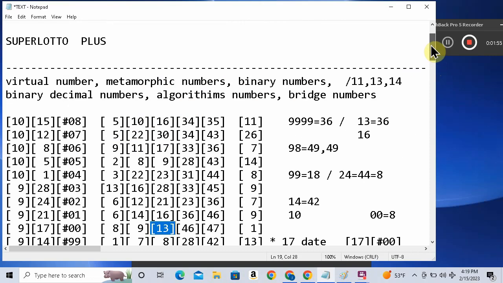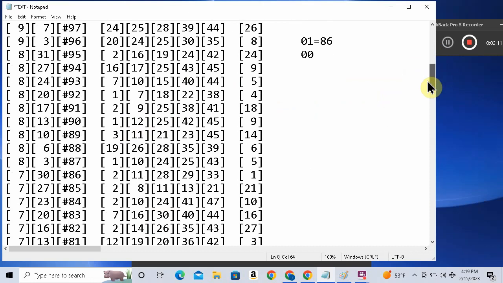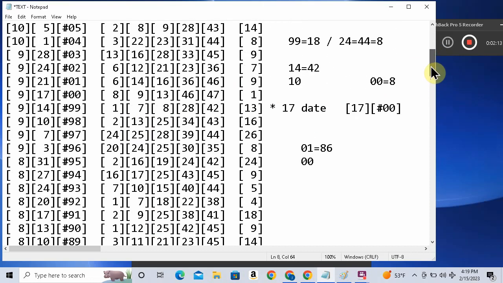These are bridge numbers. The bridge numbers are 11, 13, and 14. They help to bridge sequences. So this is what's called bridge numbers: 11, 13, and 14. This is the I form statement. So in other words, they help link sequences, like the one I was just showing you right over here.